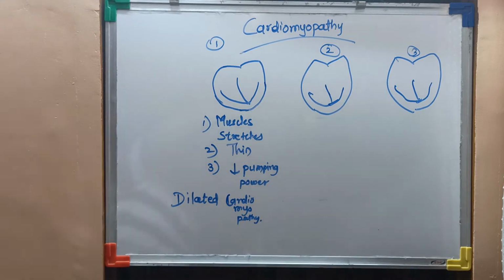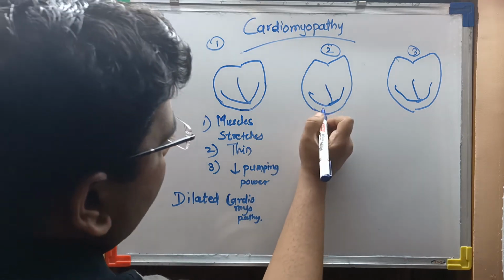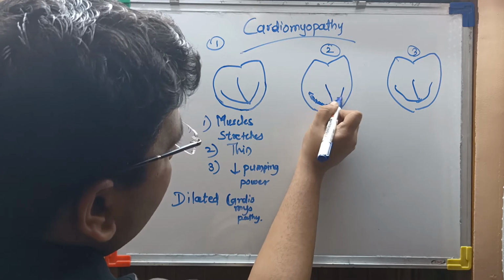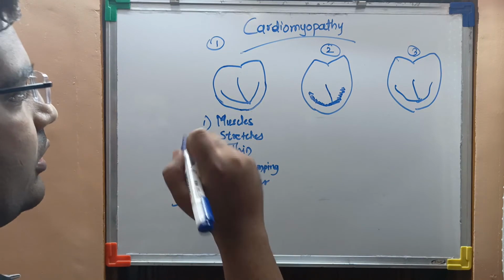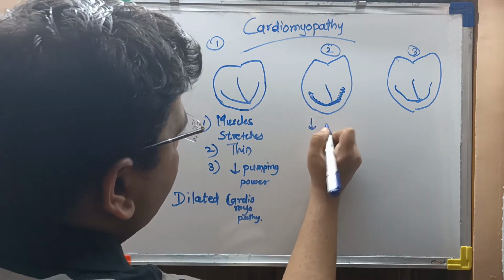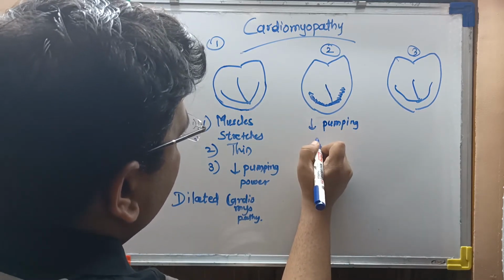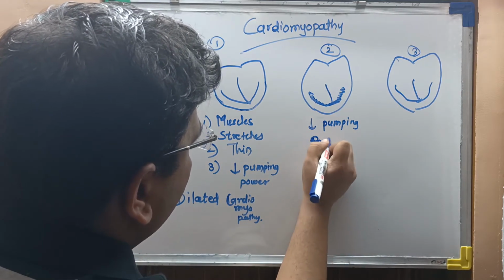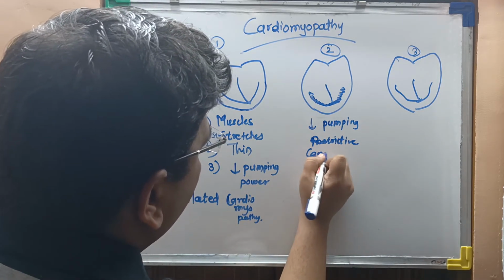Now, in the second type, there is an increase in the thickening of the muscle wall of the heart chambers. This can be congenital. So there is decreased pumping of the heart, and it is referred to as restrictive because it restricts the heart to pump, so it is restrictive cardiomyopathy.